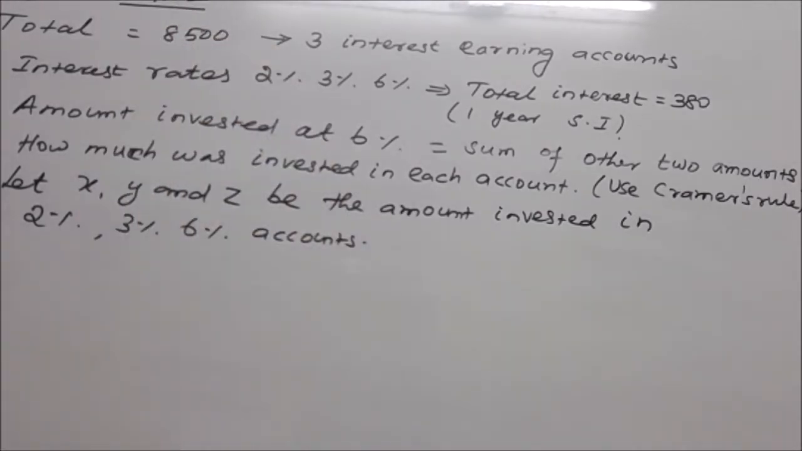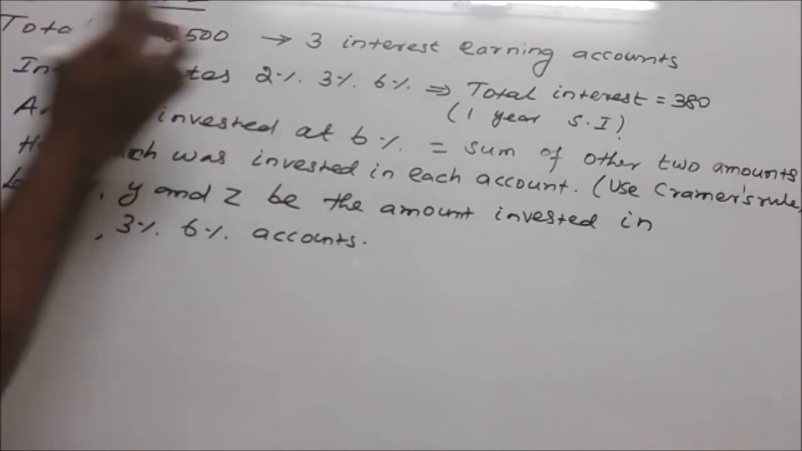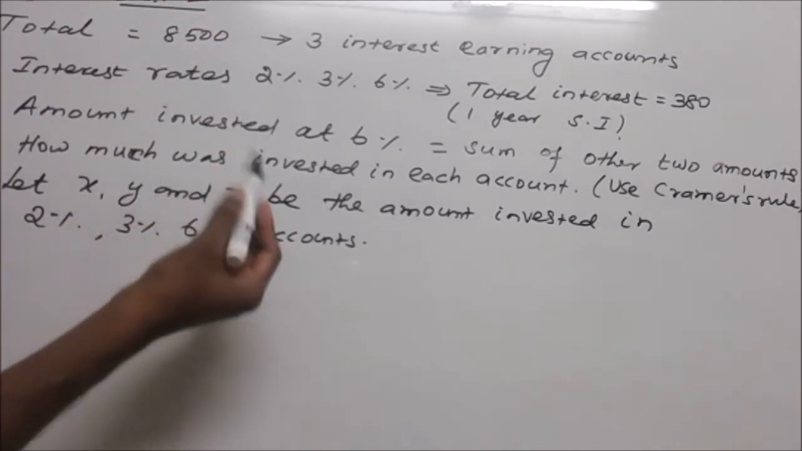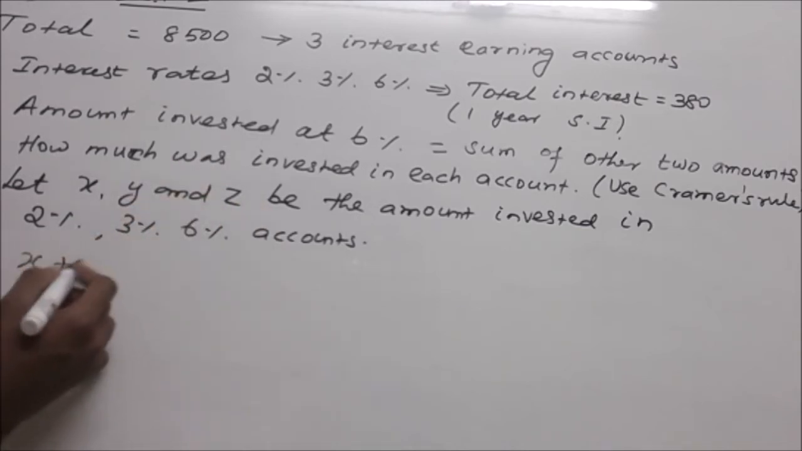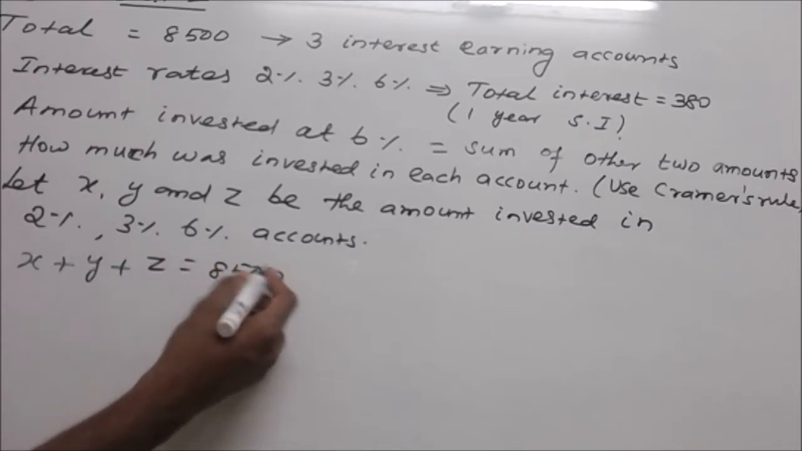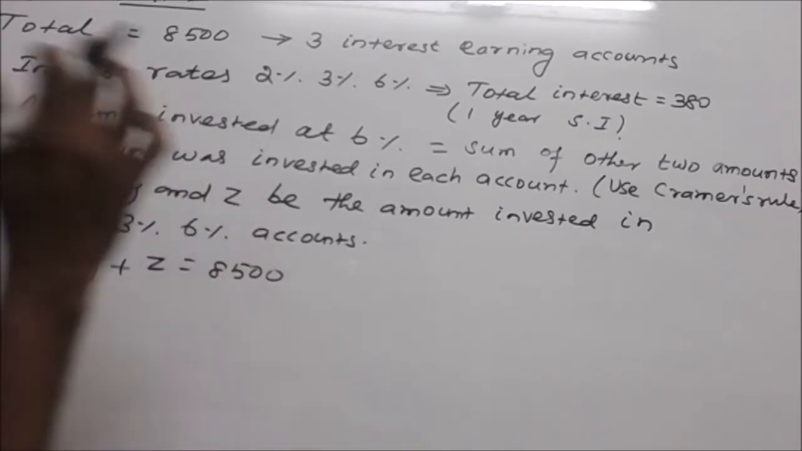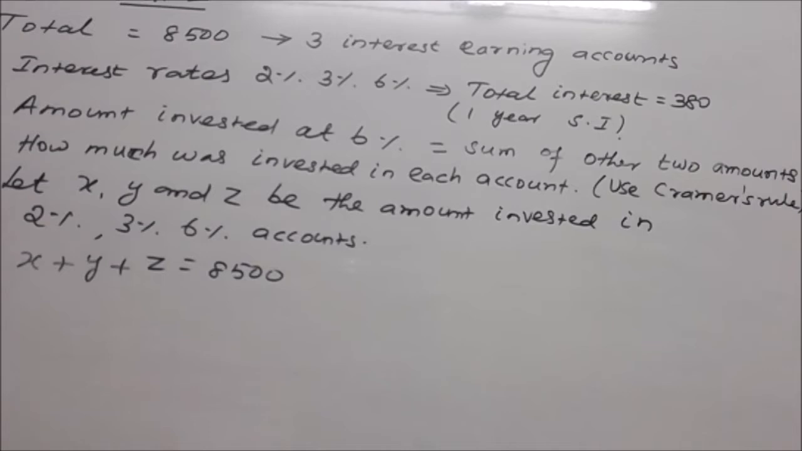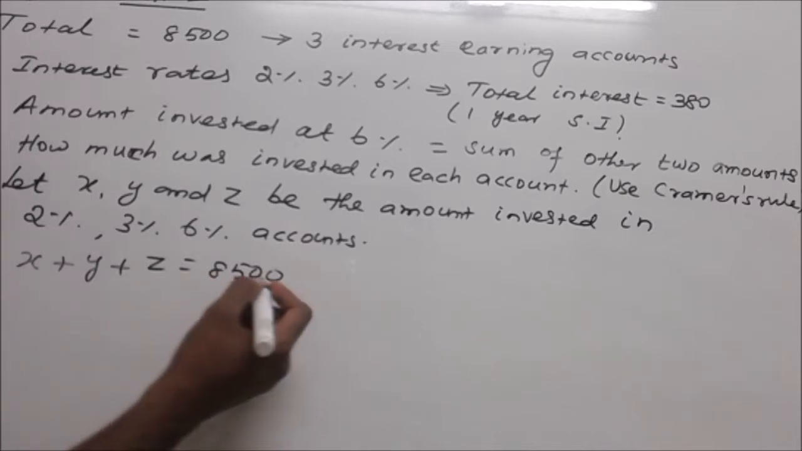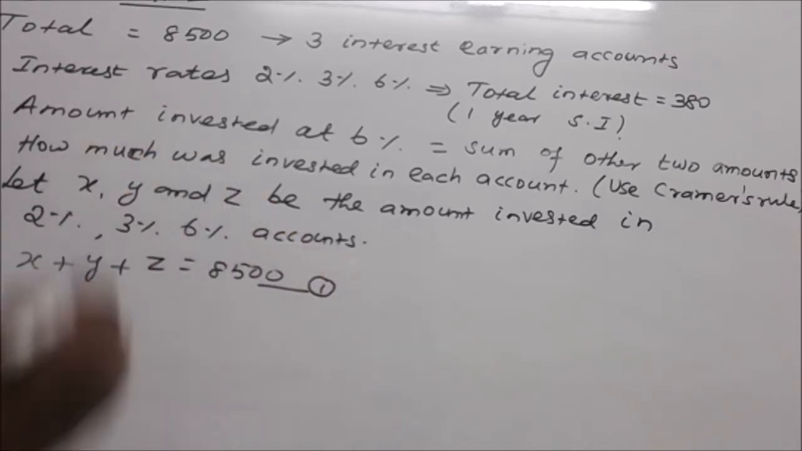Now, according to the first condition, the total value will be equal to 8,500. That means x plus y plus z equals 8,500, because these are the three amounts invested and the total value should be equal to 8,500. So let it be equation number 1.